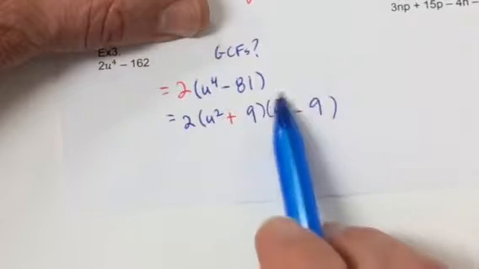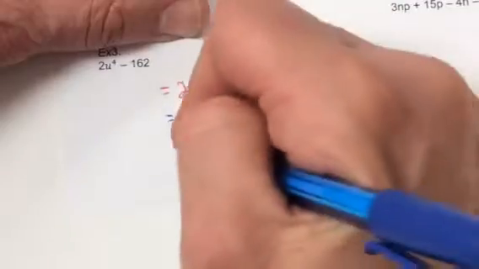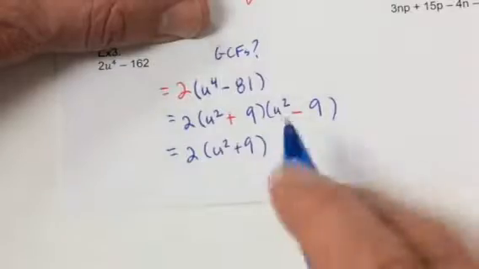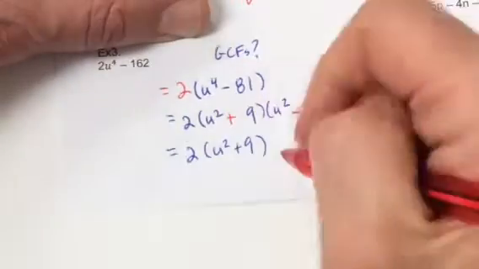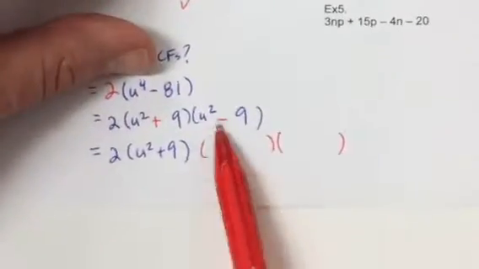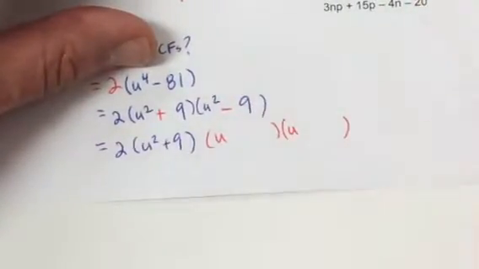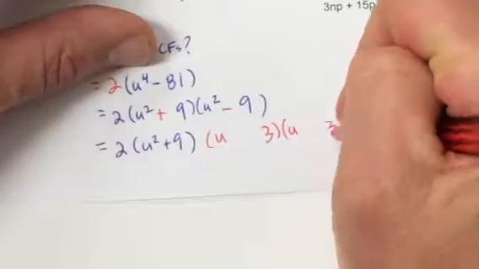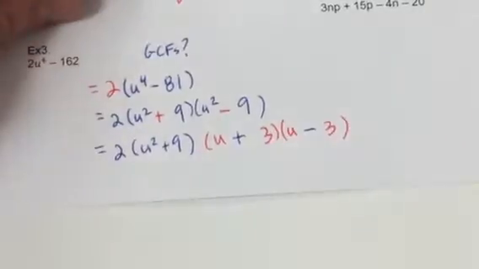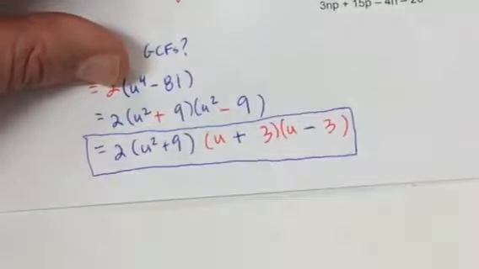But right here, we have difference of squares again. We're subtracting, and we have 2 perfect squares. So I'm going to just write down what we have here in the front, plus 9. Now this second one is going to factor further, so I'm going to put 2 sets of parentheses. What times itself equals u squared? It's going to be u times u. What times itself equals 9? It's going to be 3 times 3. And difference of squares, the signs are different. And now it is completely factored, and you cannot go through it any further.